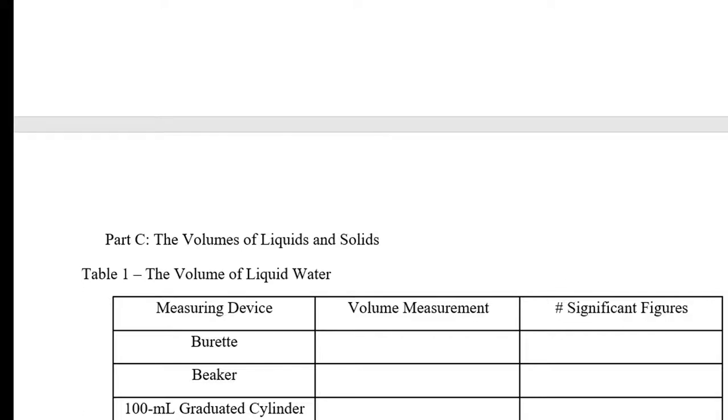Next, we'll look at Part C, the volumes of liquids and solids, and we'll look specifically at Table 1. So we'll be measuring the volume of liquid water using a few different methods. There is one thing that will be a little bit different from what is showing in this table. Instead of a 100 milliliter graduated cylinder and a 10 milliliter graduated cylinder, we are just going to have a 50 milliliter graduated cylinder. So we will only be making 3 measurements here instead of 4.